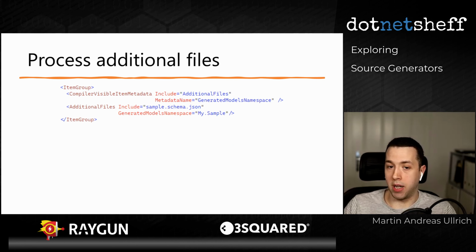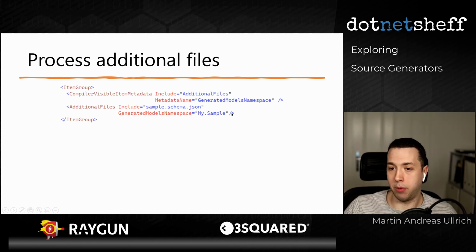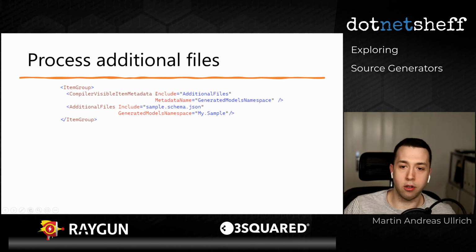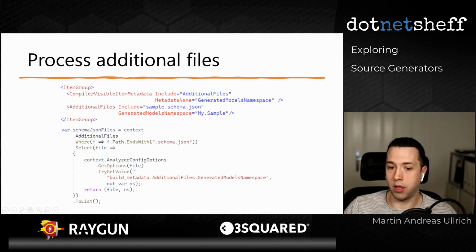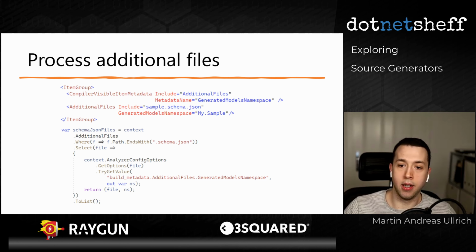You can also add metadata on this. So for example, if I have that schema JSON file, I could add some completely arbitrary metadata, in this case, generated models namespace. If I want to use any input from a generator, then I also need to compile that; this metadata has to be visible to the compiler. So it just collects it as well. And then I can write an analyzer that also tries to get that value for that file. So in this case, if I have a serialization format generator for a special schema, then it would know the namespace that I configured for that file.